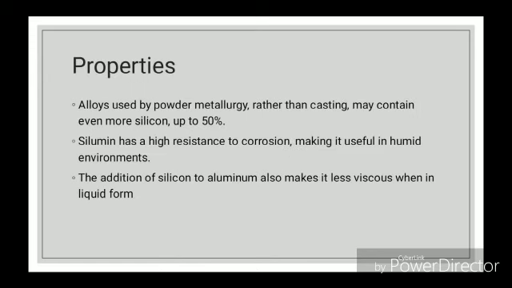Properties: alloys used by powder metallurgy rather than casting may contain even more silicon, up to 50%. Cesium has a high resistance to corrosion, making it useful in humid environments. Addition of silicon to aluminum makes it less viscous when in liquid form.